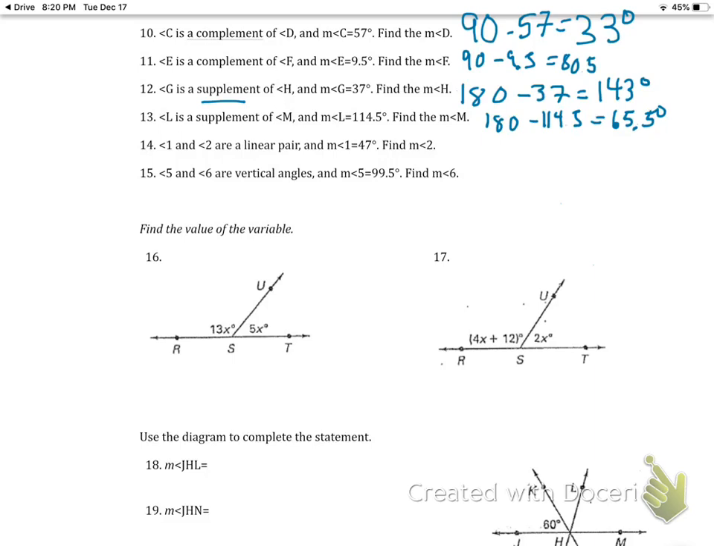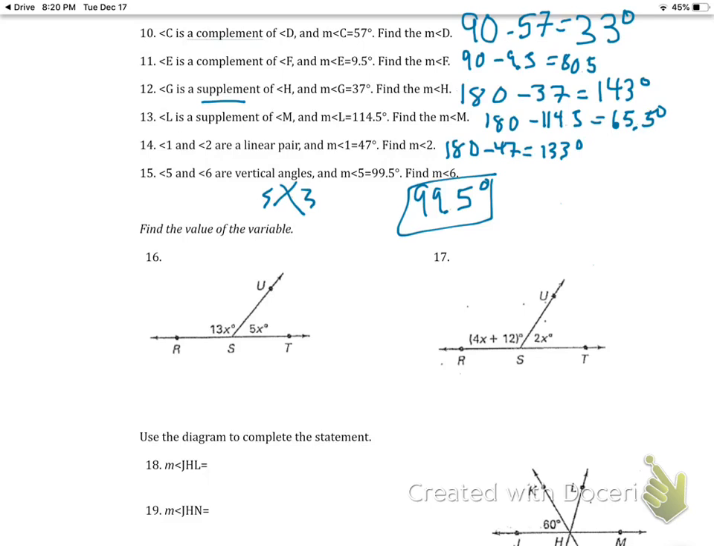And the next one tells us that 1 and 2 are linear pairs. So what does it mean to be a linear pair? A linear pair has adjacent angles, so they share a side, and the non-shared sides form a straight line, which brings us back to it being supplementary because a straight angle is 180 degrees. So we do 180 degrees minus 47. 180 degrees minus 47 is going to get me 133 degrees. And then the next one's about vertical angles. So remember, vertical angles are our kissy fish. That's a terrible fish, but if you remember, we know vertical angles are congruent. So that means the measure of angle 6 is going to be 99.5 degrees.